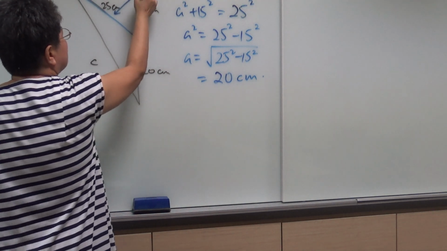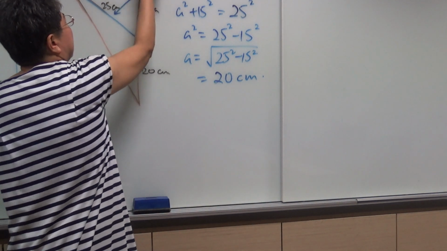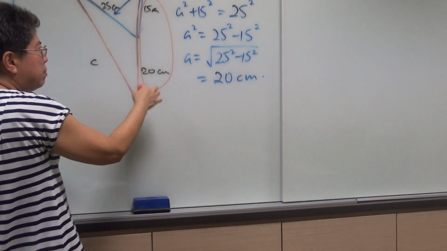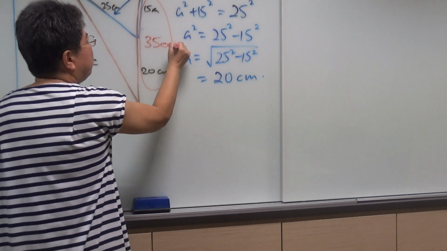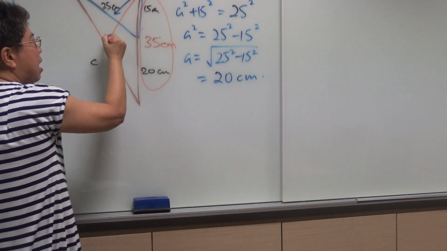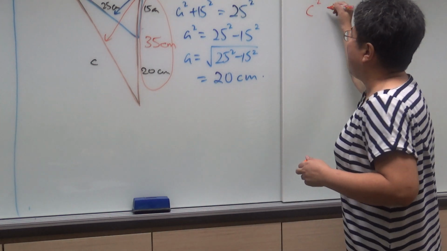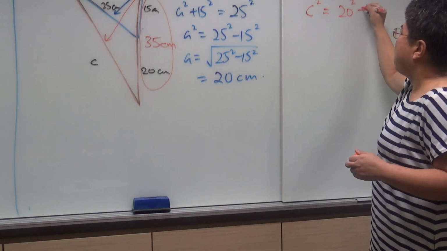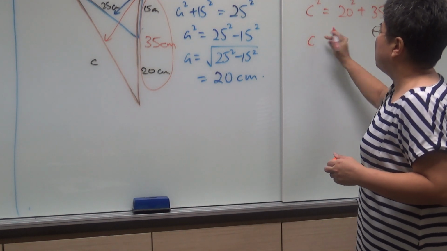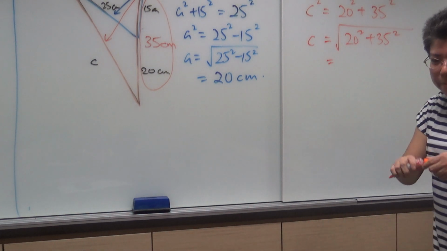We have to look at this bigger triangle. Now, we know that this side is 20 cm. Now, what is the total of these two lengths? I'm going to add it up together, and it is 35 cm. Now, if you look at this big triangle, the hypo is now C. So C squared must be 20 squared plus 35 squared. C will be equal to square root 20 squared plus 35 squared.